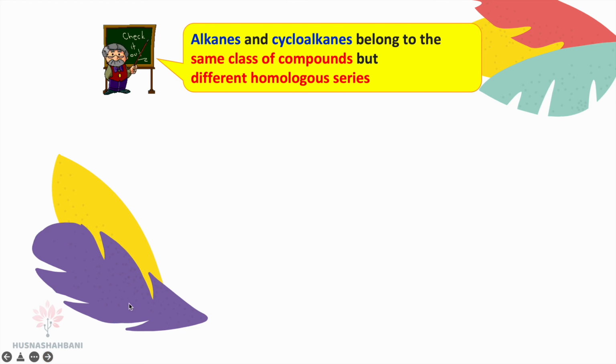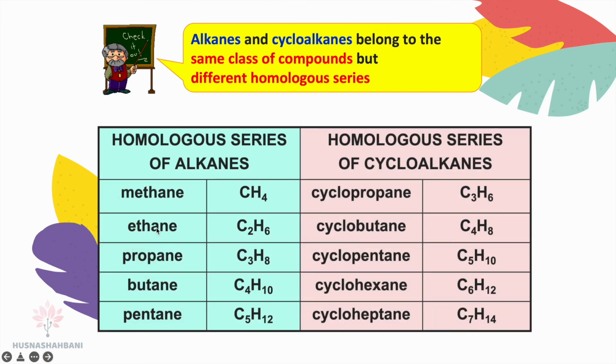Alkanes and cycloalkanes belong to the same class of compound but different homologous series. So here, methane, ethane, propane, butane, pentane, they are in the same homologous series. Again, even though it is alkane, because it is a cyclic structure, they are in different homologous series.